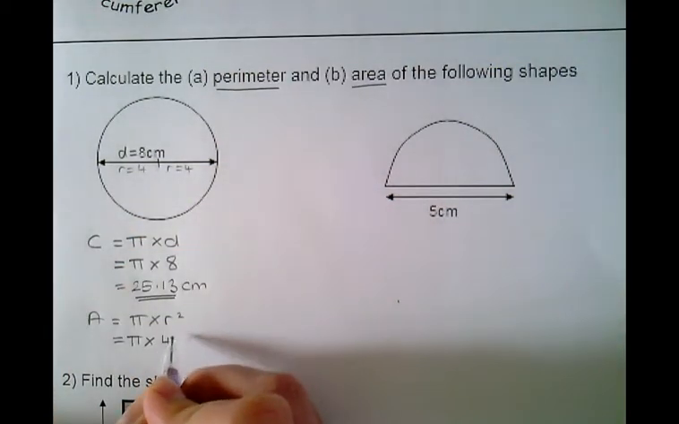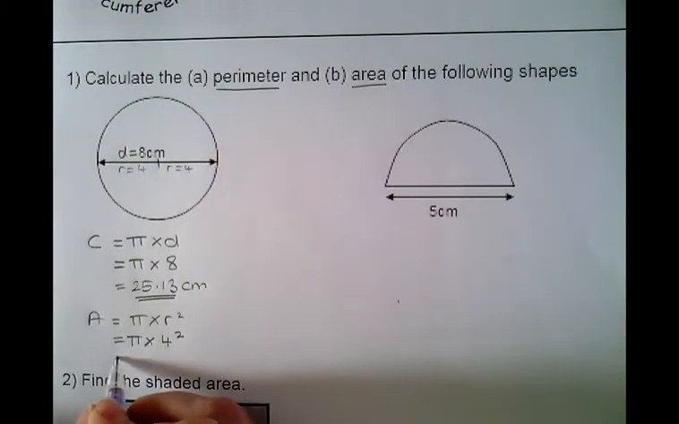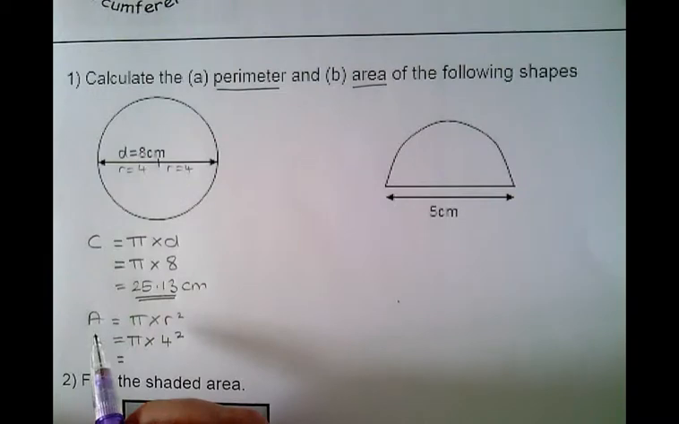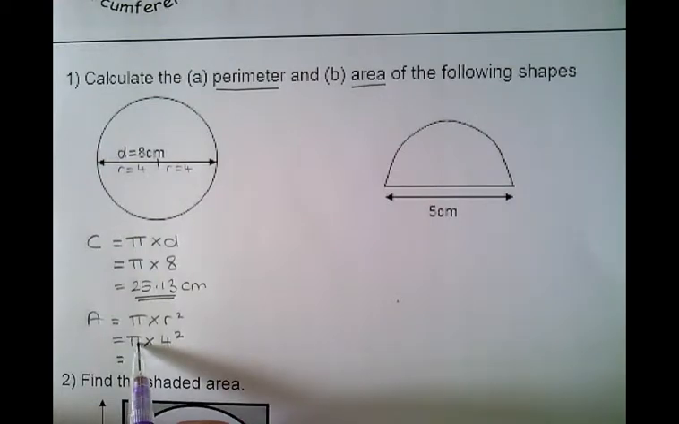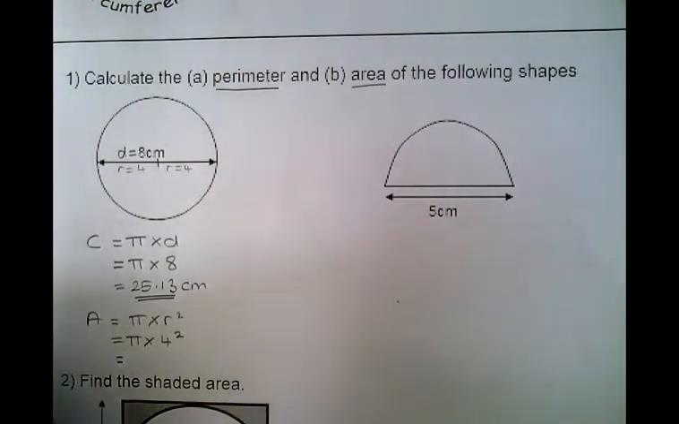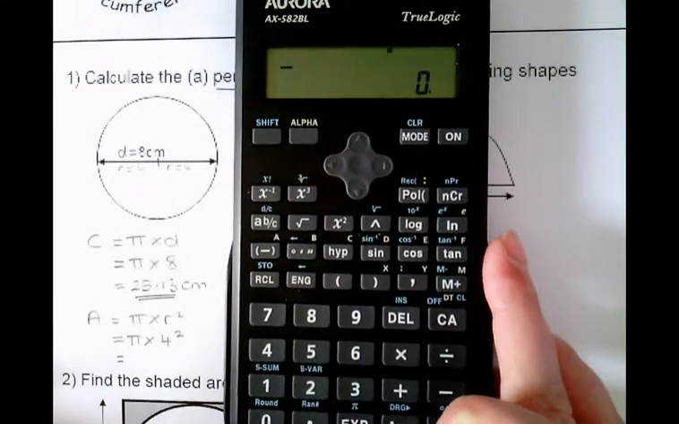So pi times 4 squared, or pi times 4 times 4. If you were doing that without a calculator, which you could do very easily actually, you would just do 4 squared, 4 fours are 16, and then stick the pi symbol after it, so just 16 pi centimetres squared. Or if they told you that pi was equal to 3, you would be able to do that without your calculator as well. I'm going to stick with using the pi symbol.